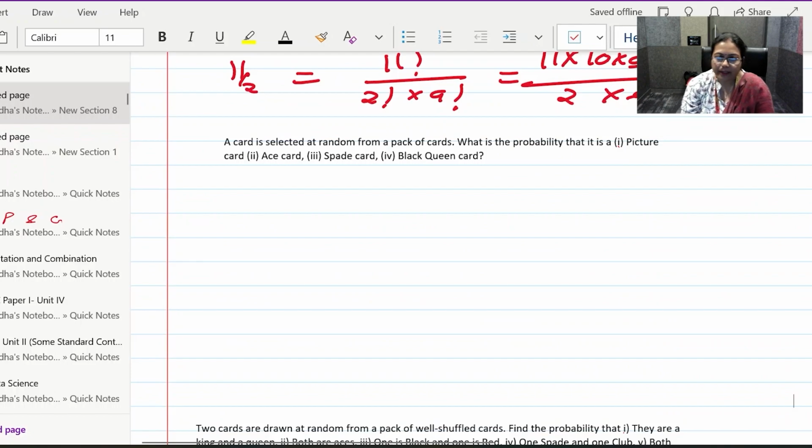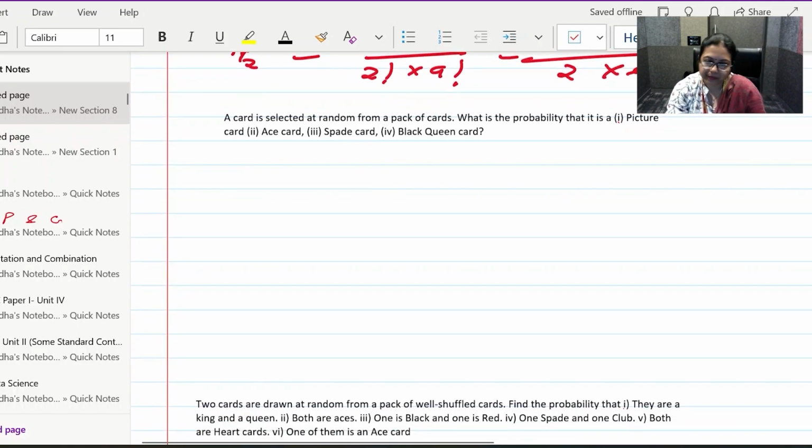A card is selected at random from a pack of cards. What is the probability that it is a picture card, ace card, spade card, black queen card? So before coming to this card problem, let me explain the different types of cards.